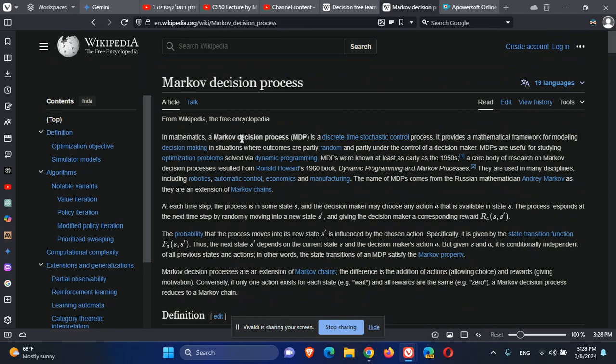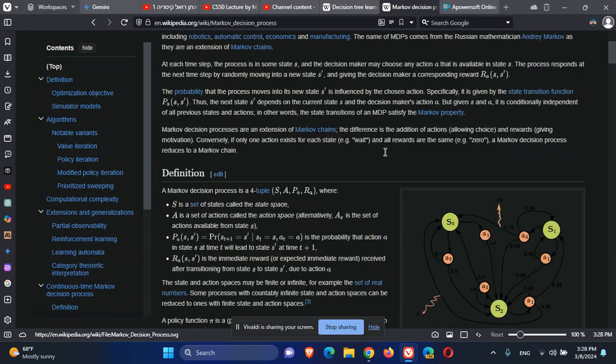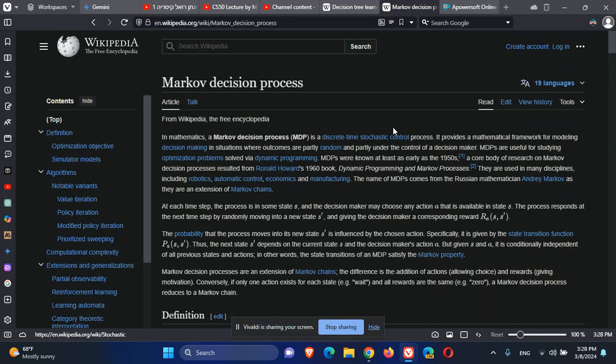In mathematics, the Markov decision process is a discrete time stochastic control process, כלומר, זה משהו שהוא תהליכי, דיסקרטי, יש לנו מצבים, אנחנו הולכים ממצב למצב, זה לא משהו רציף, וזה סטוכסטיק קונטרול, אז זה קצת רנדומלי מה שנקרא. It provides mathematical framework for modeling decision making in situations where outcomes are partly random and partly under the control of the decision maker. MDPs are useful for studying optimization problems solved via dynamic programming.